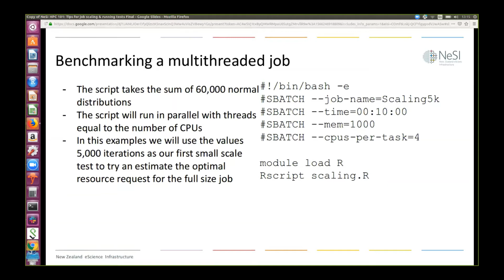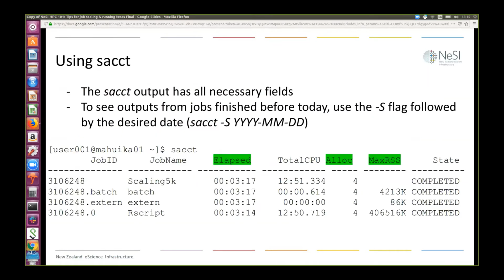So let's take a look at the results of a job. We've managed to get it to run, and now what we do is we look at the results with the command sacct. sacct is a command which will by default give you the results of all the jobs that you have submitted, are running, or ran since midnight tonight, I believe.